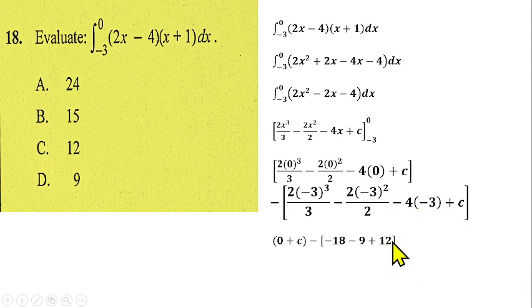Then plus c here. So from there, 0 plus c gives us c, minus, simplify that gives us minus 15 plus c. Open the bracket, you have a 15. You have c plus 15 minus c. So c will take care of c, then you have 15 as our answer, which is option B.